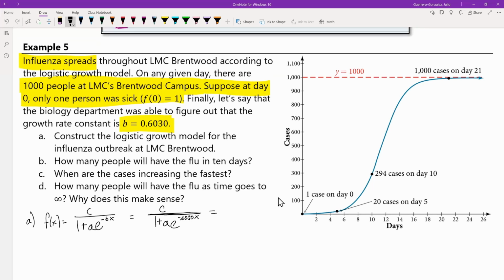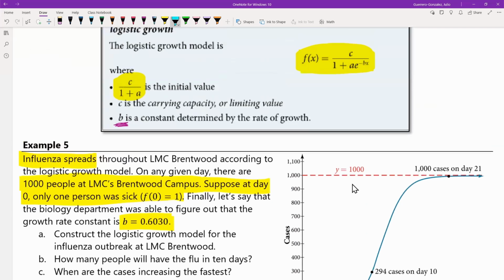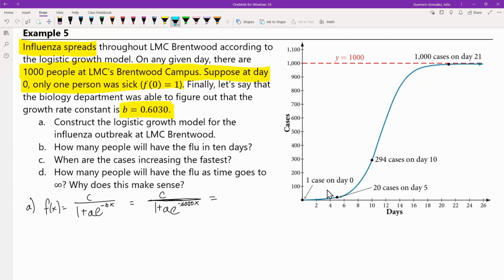What I want to point out, let me go back up here, is that C is what is called our carrying capacity. And what the carrying capacity is, basically, in the environment that's present, is what's the most that can possibly happen? What is the most that this scenario can possibly carry? And that means our C is going to be the 1,000.